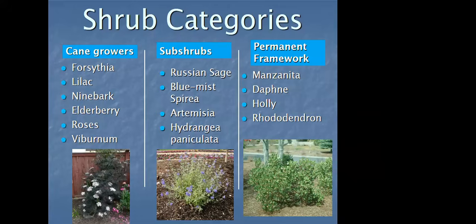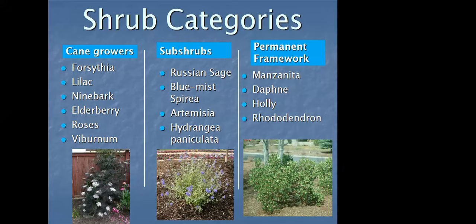These are going to be plants where you have multiple canes coming up and out of the ground from a central point. So it's not just a single trunk, but you have multiple canes coming up and out of the ground. Some examples of plants that have the multiple canes would be ninebark, dogwoods, roses, viburnums, elderberry. The one in the photo there is an elderberry.